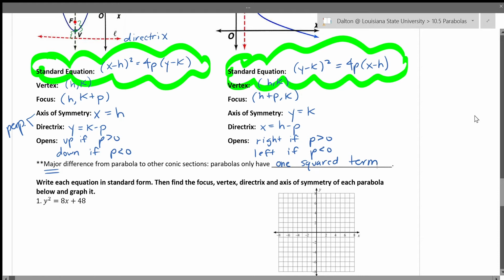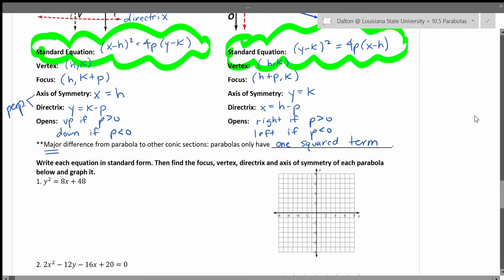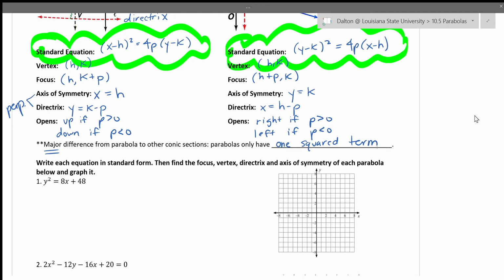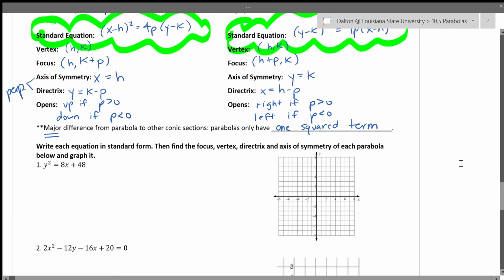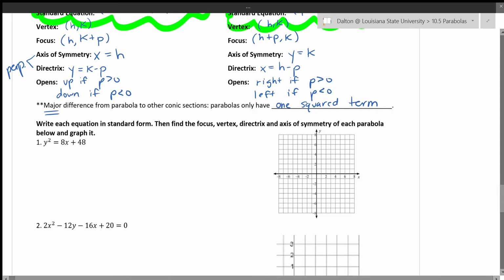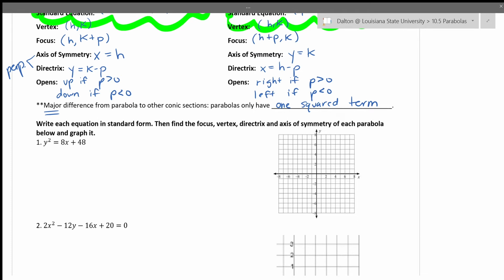Okay, that's it. So we're going to do a couple of examples with graphs. You're going to first write the equation in standard form, and then you're going to find the focus, the vertex, the directrix, and the axis of symmetry before you graph it. Okay, so thing to notice. For number one, I've got y squared equals 8x plus 48. If my y squared term is the only squared term, which direction will this open?